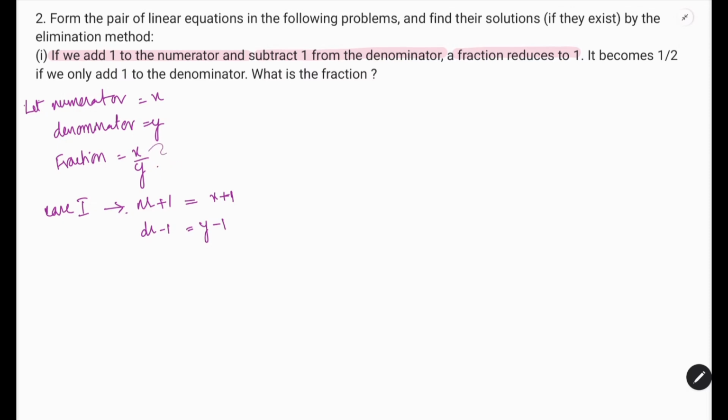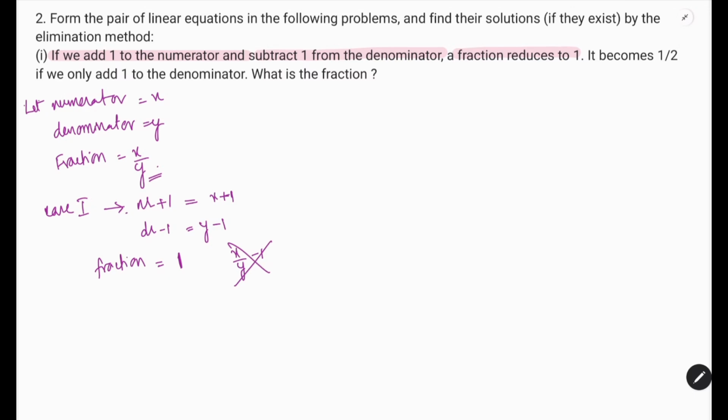So the original fraction is x by y. So the fraction reduces to 1. So the new fraction is equal to 1. So it will not be x by y minus 1. So this is not the thing.